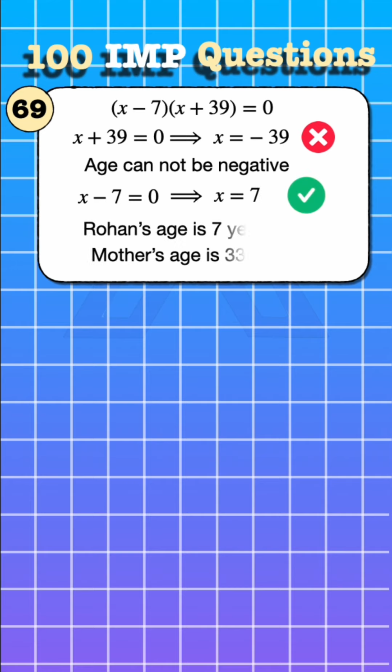So Rohan's current age is 7 years and his mother's age will be 26 more. So 7 plus 26 will give you 33 years. That's it.